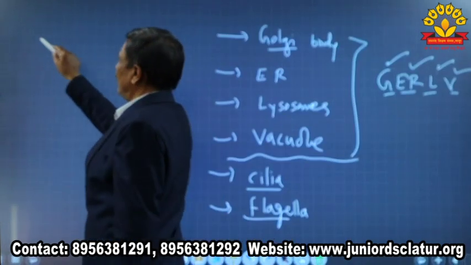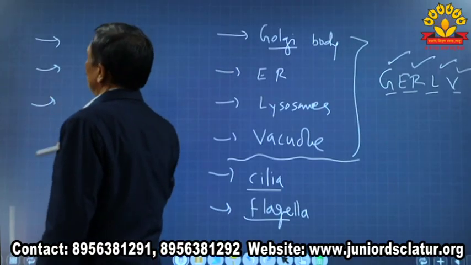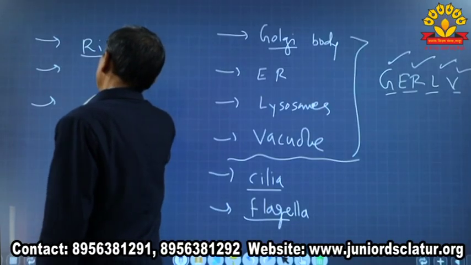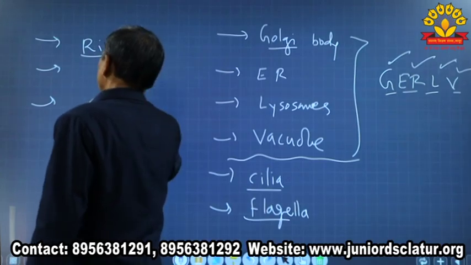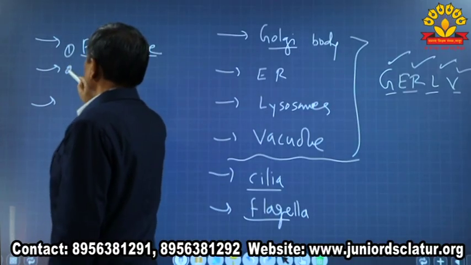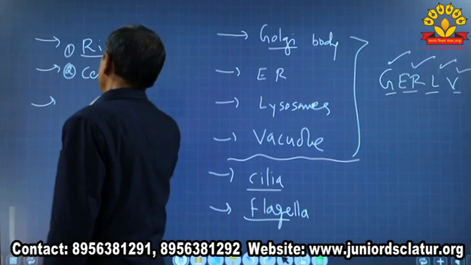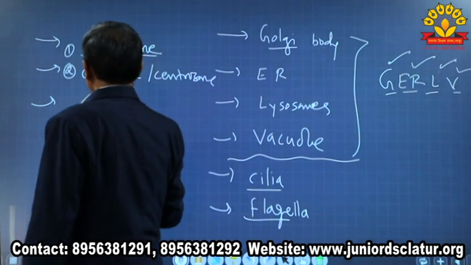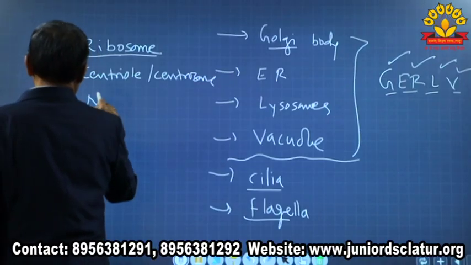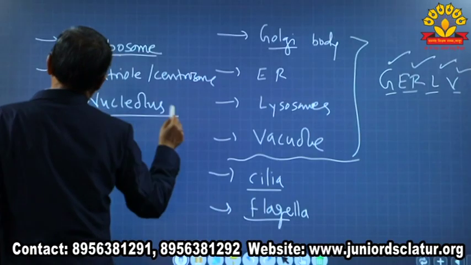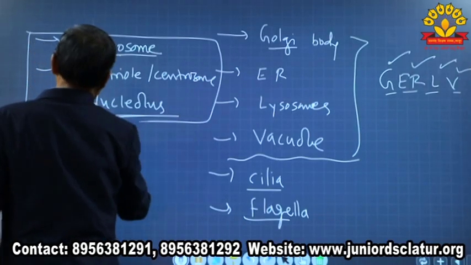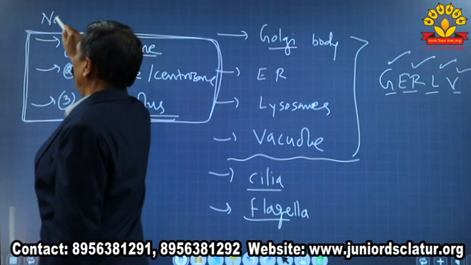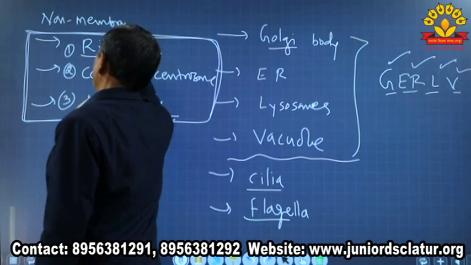And what are the non-membrane bound cell organelles found in the animal cell as well as in the plant cell? In the animal cell, the non-membrane bound cell organelles are: number 1, ribosome; number 2, centriole or centrosome; number 3, the nucleolus. In the examination, the question will be asked, what are the cell organelles present in the animal cell which are non-membrane bound?